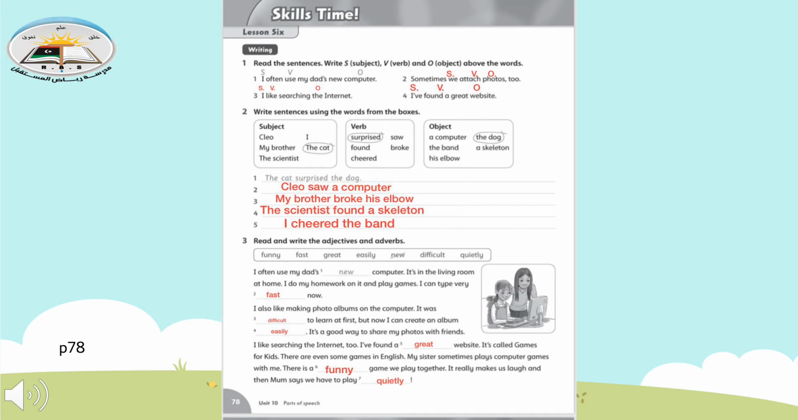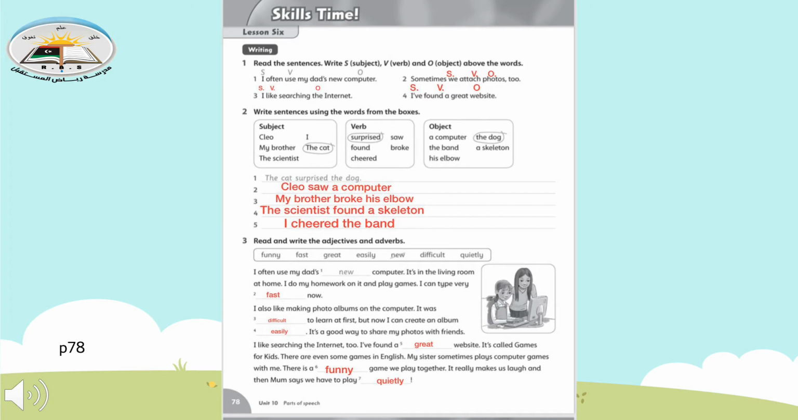I also like making photo albums on the computer. It was difficult to learn at first. But now I can create an album easily. It's a good way to share my photos with friends. I like searching the internet too. I have found a great website.